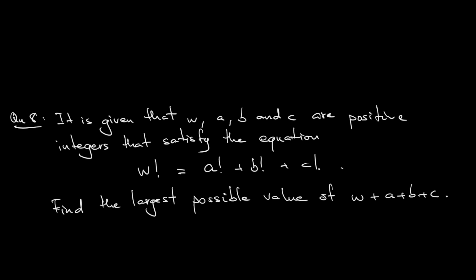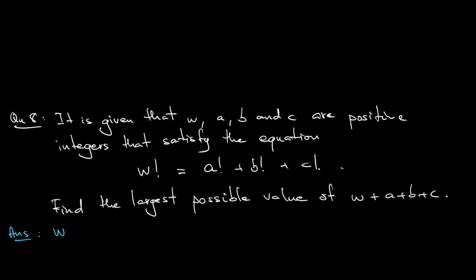Next, question 8. It is given that w, a, b, and c are positive integers with the constraint that w factorial is equal to a factorial plus b factorial plus c factorial. The question asks for, with this condition, what is the largest possible value of the sum of w, a, b, and c. Okay, the largest possible value of the sum.